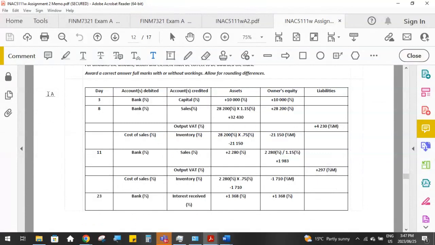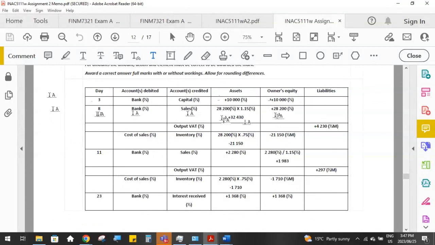But what we've got here is, for the first transaction on the day, the 3rd. Account debited is bank, account credited is capital, plus assets 10,000, plus owner's equity 10,000. The transaction on the 8th, account debited is bank, account credited is sales, assets is going to be plus 32,430. Owner's equity is going to be plus 28,200.